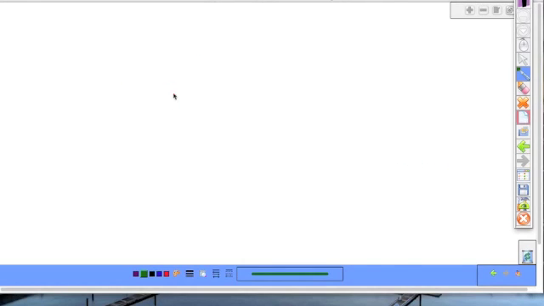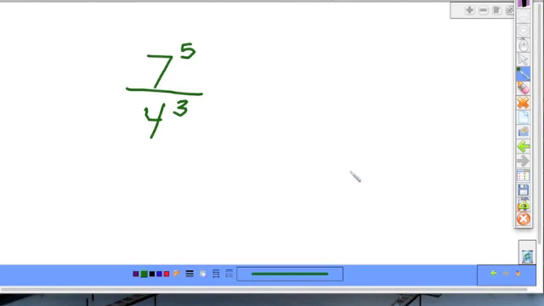Okay, same as when multiplying, if you have different base numbers, let's say you had 7 to the 5th power over 4 to the 3rd power. As you can see, 7 and 4 are not the same number, so you cannot do anything with these exponents. You can't subtract them, you can't multiply them, you can't do anything. This is as far as this answer goes for right now. So when they're not the same, you can't do much with them.